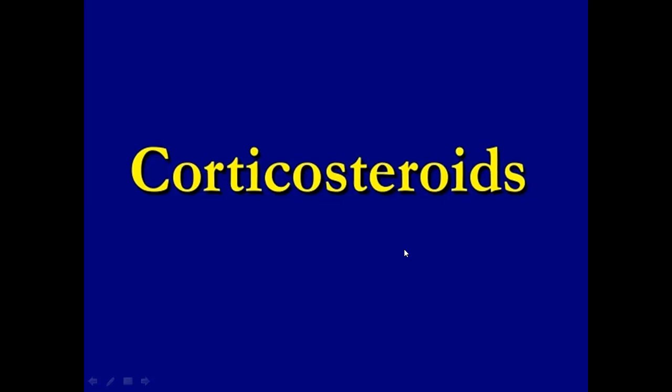Then these corticosteroids are classified into two types: the first one is glucocorticoid and the second one is mineralocorticoid. Corticosteroids are a group of steroid hormones. They are produced in the adrenal cortex, or sometimes they are prepared synthetically. Either they are produced and stored in the adrenal cortex, or they are made synthetically.